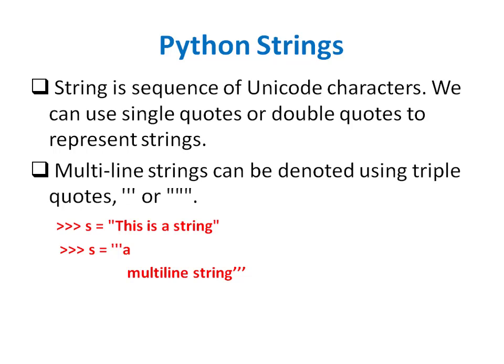We can use single quotes or double quotes to represent strings. Now if we need to write a multi-line string, it can be written within triple single quotes or triple double quotes. For example, s is equal to, this is a string which is written within double quotes. If we need to write a multi-line string, we can use triple quotes, whereas in case of double quotes, every line which you are writing has to be written within double quotes.